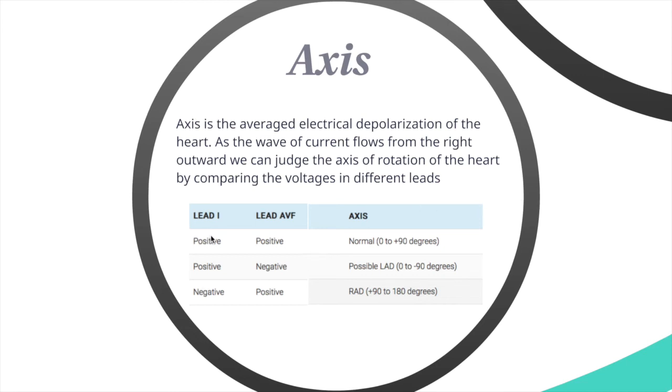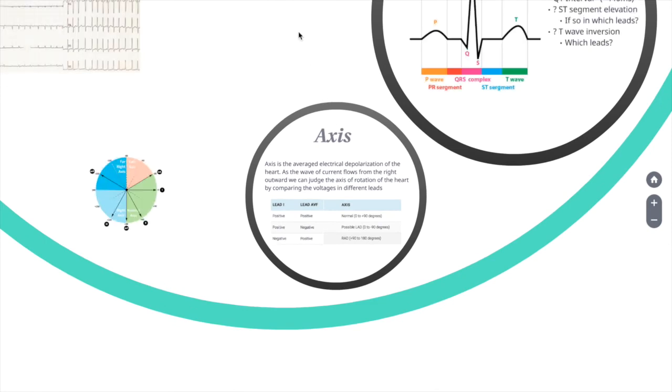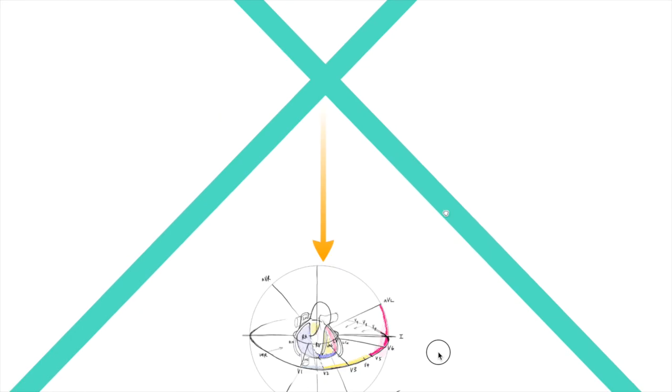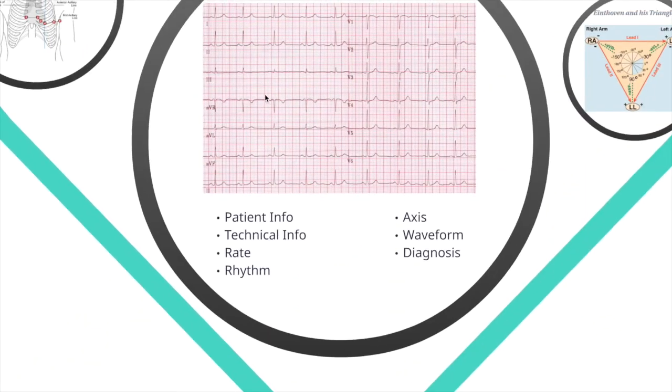If lead 1 is positive and lead AVF is negative, it could be a left axis deviation. If lead 1 is negative and lead AVF is positive, it could be right axis deviation. The mnemonic I usually use for this is right reaching, left leaving. So let's go up to the initial one here.